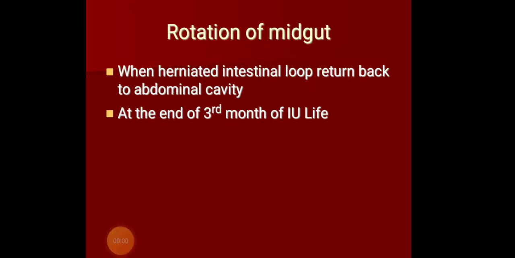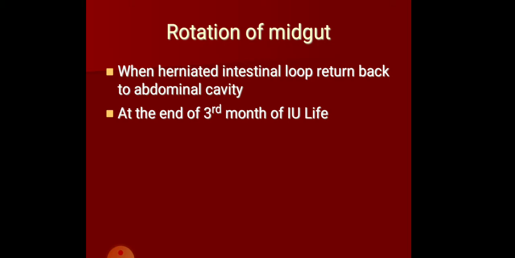The next part of midgut is the midgut rotation. So we have just finished the physiological herniation, which occurs around the 6th week of intrauterine life. By the 6th week, the liver will be enlarging, and there will not be enough space for the intestinal loops to be accommodated within the abdominal cavity. So the midgut loop will herniate out of the abdomen into the extraembryonic coelom, and that is what is termed physiological umbilical hernia.